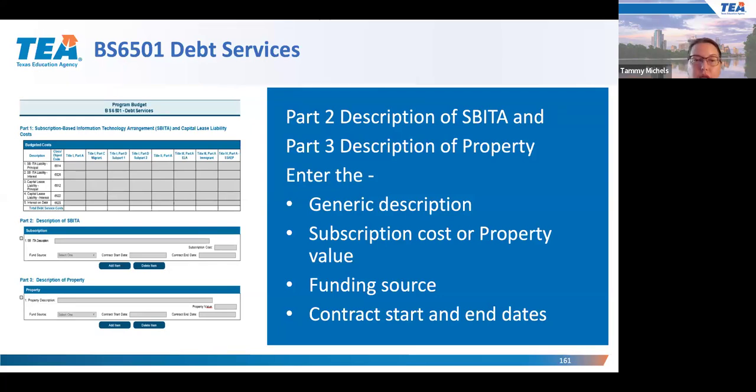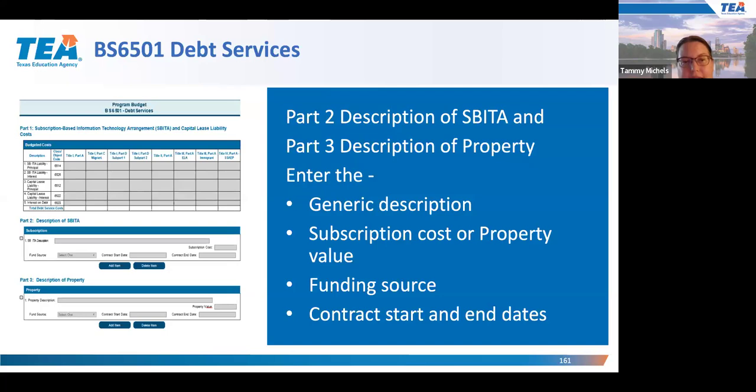In Part 3, if funds were budgeted for capital lease liability, we will budget the entire cost in Part 2 under property, and we will complete the following. Describe the property and document the fund source the item is being budgeted under. Enter the entire cost of the property for the full length of the agreement and document the entire contract period.